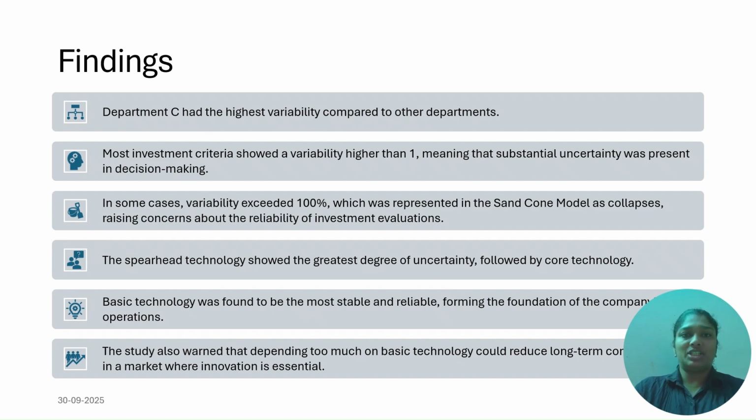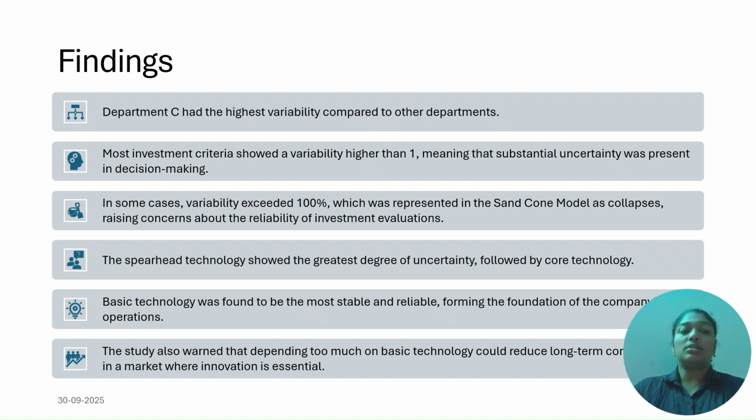Hi, I'm Anisha and I'll be presenting from here on. From the analysis and findings of the study, through the methodology focused on the Sancon model, the analytical hierarchy process, and the KNT findings, we can say that Department C had the highest variability compared to other departments because most investment criteria showed a variability higher than one. That is, substantial uncertainty was present in decision making.